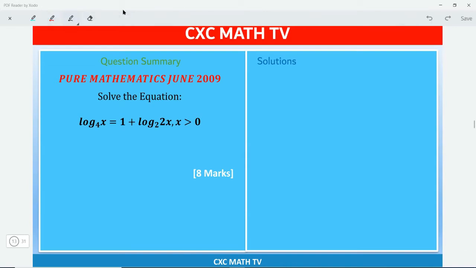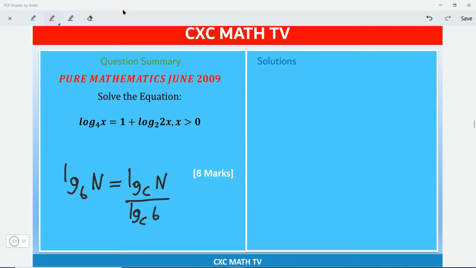So in doing this question, we can change from base 4 to base 2, right? Anytime you're doing a log question, you want everything to be in the same base. So remember the change of base law. This is the change of base law we're going to write here. Remember that log of a number to an old base is equal to the log of the number to a new base divided by the log of the old base to the new base.